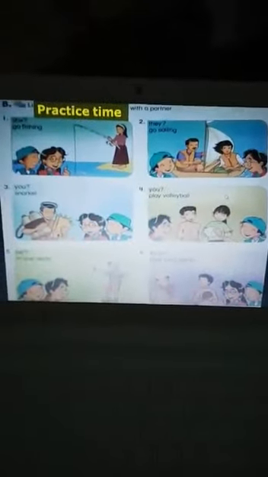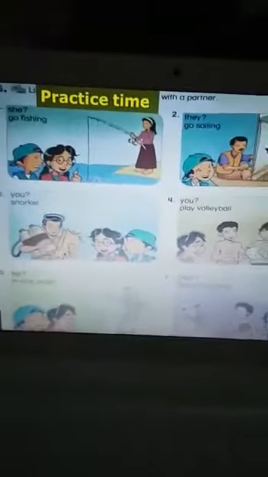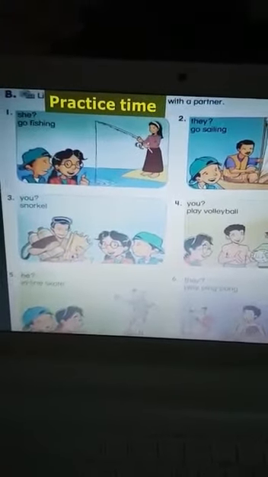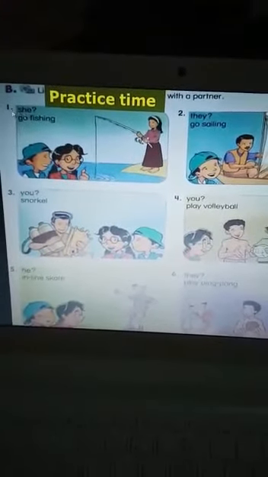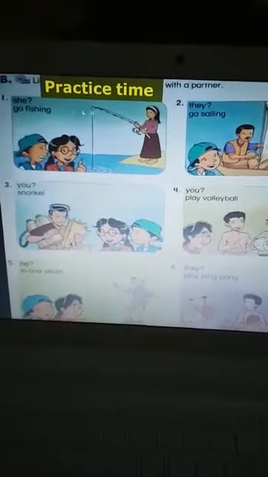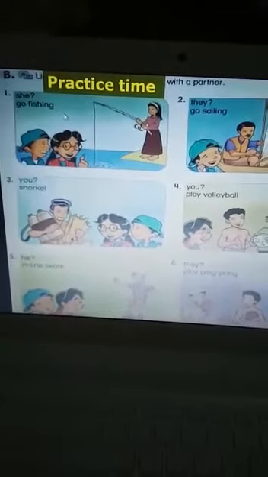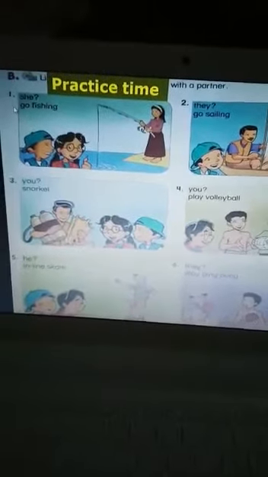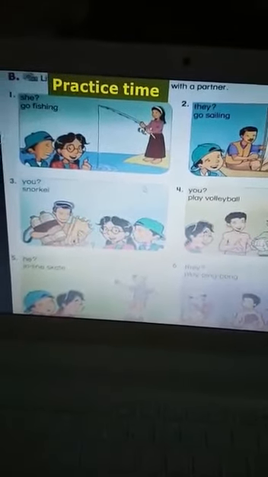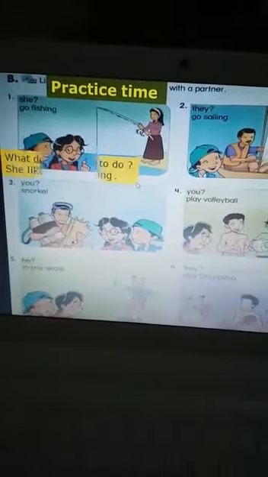Now let's do the practice in your book. Here we have pictures, and each picture has the pronoun or the subject which we are going to use in the question, and the verb which we are going to use in the answer. Here we have she and go fishing. Okay, let's form the question.